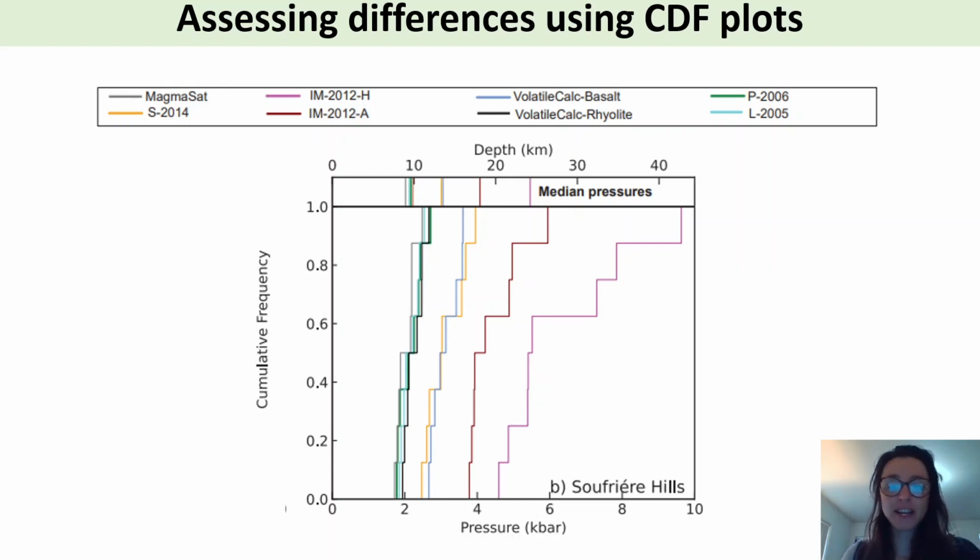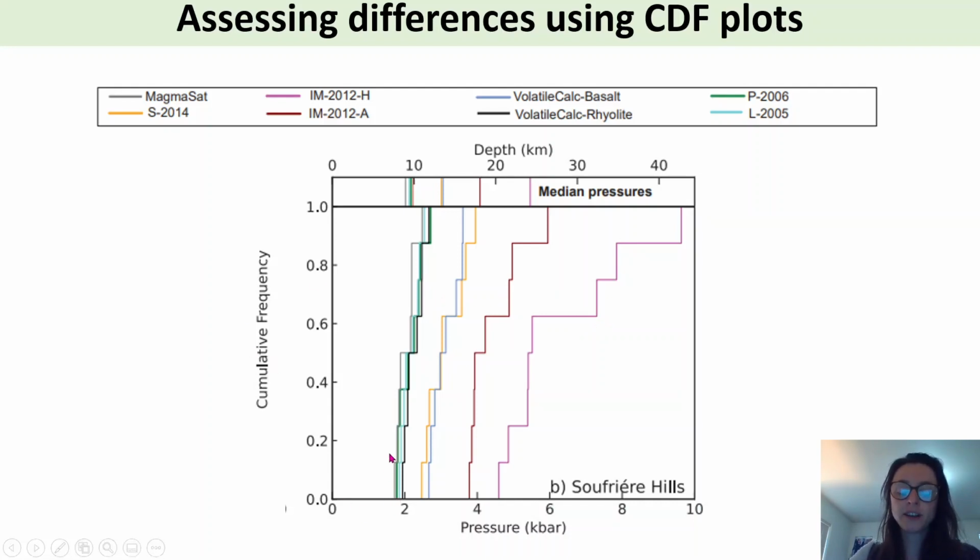So in the batch calculation example, you have calculated saturation pressures using a variety of models for this set of melt inclusions from Soufriere Hills. And what we can do is expand this and calculate the saturation pressures using all models. And then we can plot these as cumulative frequency plots.